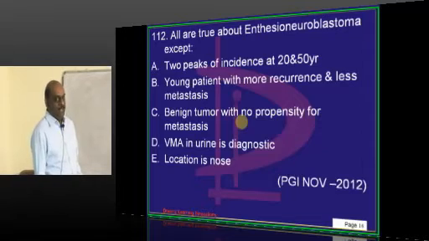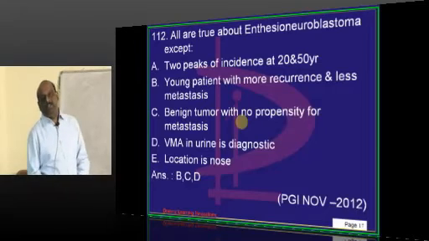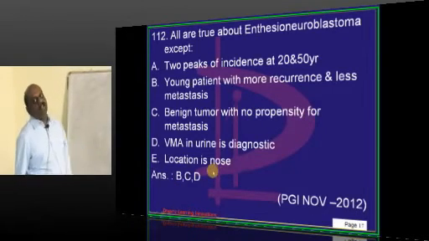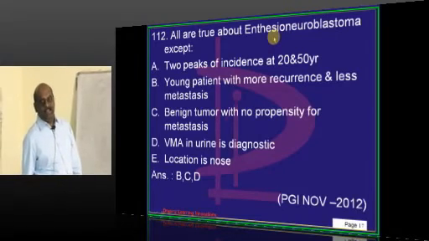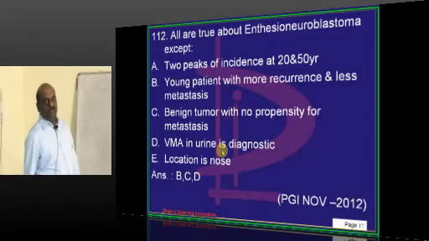But it has a bimodal distribution. Fundamentally, two peaks of incidence, 20 and 50. Then location is classically nose because it is olfactory. That much you can guess. The remaining things, don't suddenly feel that I read somewhere VMA will be found, VMA will be definitely found, don't argue.